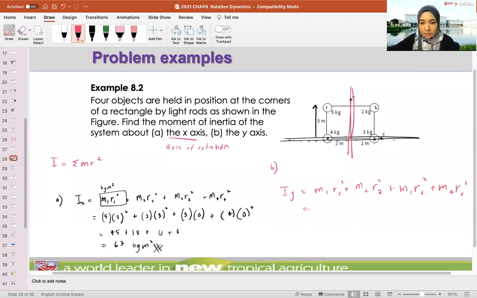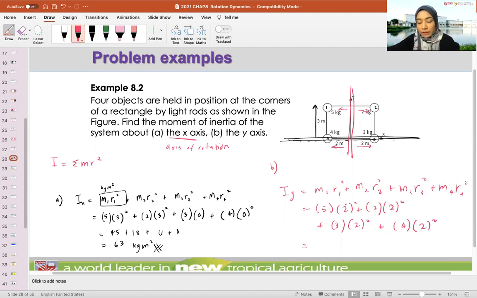So M1 is 5. What is my R over here? 2. 2 squared. M2 is 2 kilogram. What is my R? 2. 2 squared. M3 is over here, 3 kilogram. What is my R? 2. Still 2. And then we have our 4 kilogram and the R is still 2. So this is the R, this is the R, this is the R, this is the R.